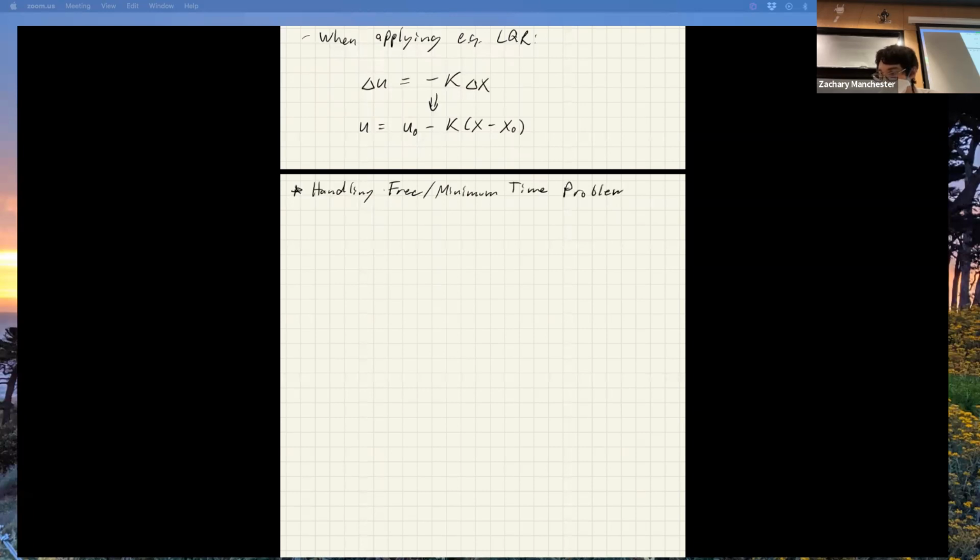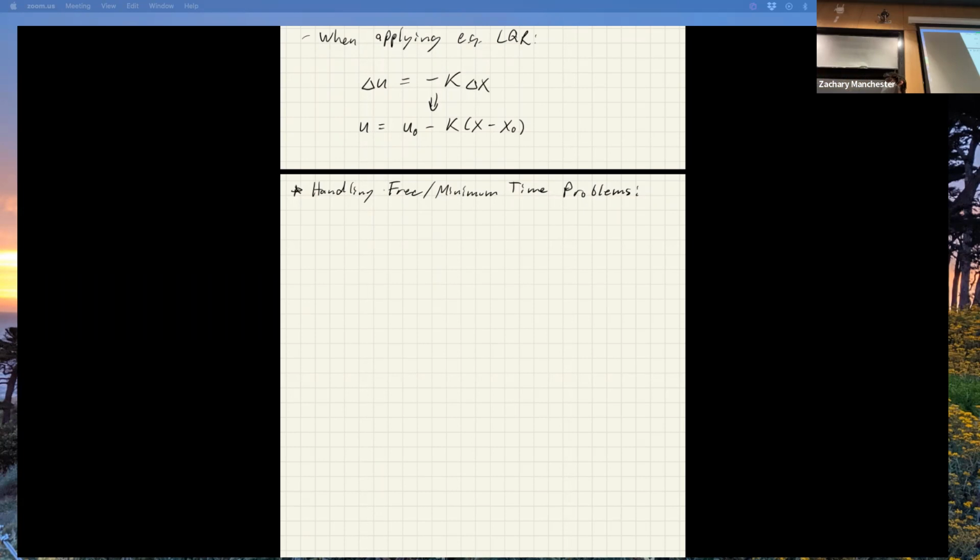So these show up in quite a few applications. Anyone have any thoughts on where you might see something like this? Nobody? No ideas? Okay, so minimum time is get to the goal state as fast as possible. And usually that's classic bang-bang optimal control. That's saying basically what you want to do is full gas and then full brakes. And you'll get out this kind of bang-bang policy.